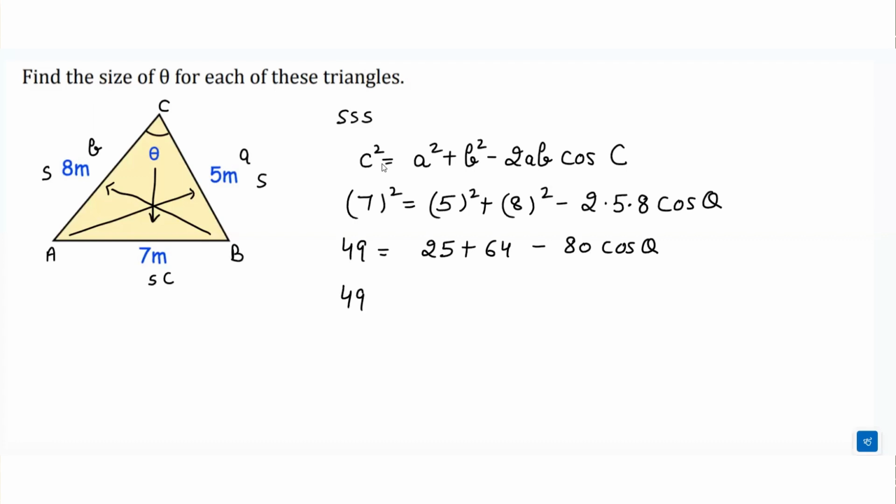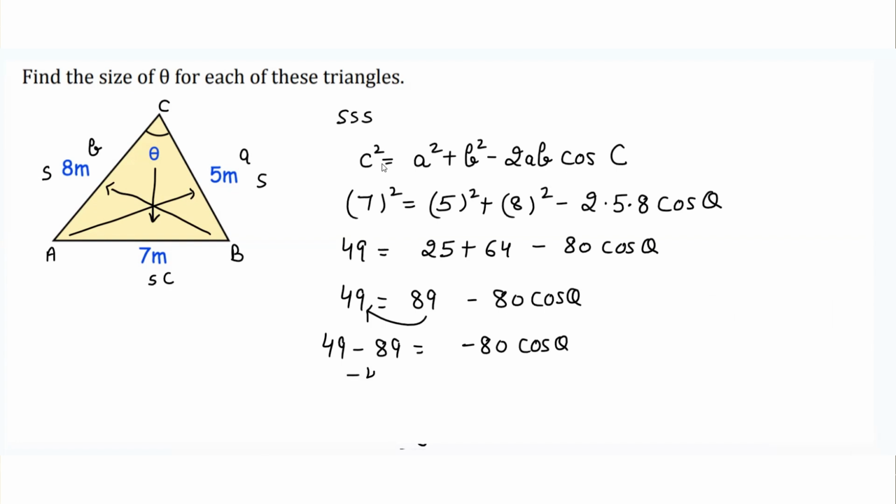49 is equal to 89 minus 80 cos theta. I will take this 89 to this side. 49 minus 89 is equal to minus 80 cos theta. Now we will get minus 40 over minus 80 cos theta. We will take minus 80 to this side. We'll get minus 40 over minus 80 is equal to cos theta. If you simplify it, you will get 1 by 2 is equal to cos theta.